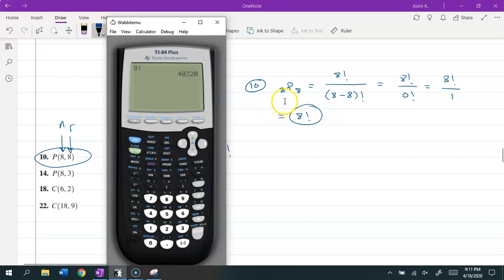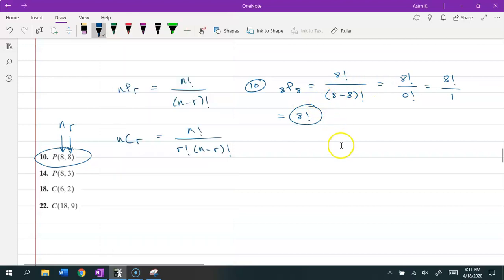I just want to show you how you can type the same thing in a calculator. So you can type in 8, go to math once again, go to PRB, and go to NPR, and then type 8 again. And like that, it'll give you the same number. So you don't have to simplify it on paper necessarily.